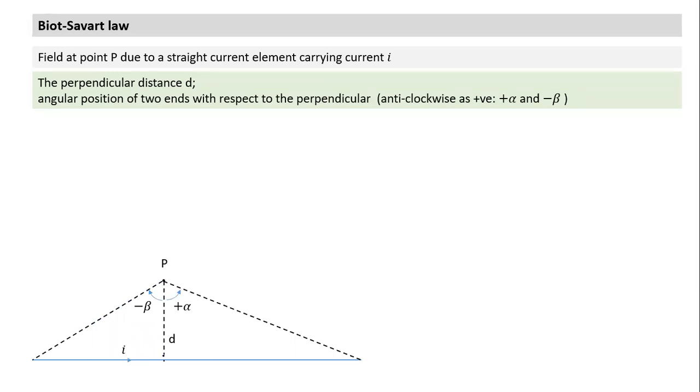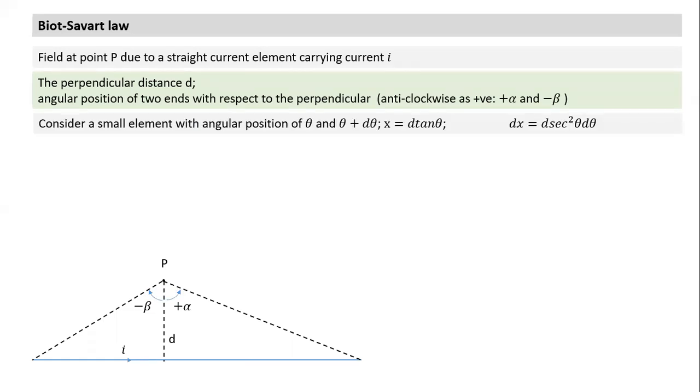So first of all, I have to drop a perpendicular. With respect to the perpendicular, the ends could be in the same direction or in opposite directions. If they're in opposite directions, one is positive and one is negative. If both angles are in the same direction, both would be positive. Okay, so this is the angular position. Now let's see how we solve this.